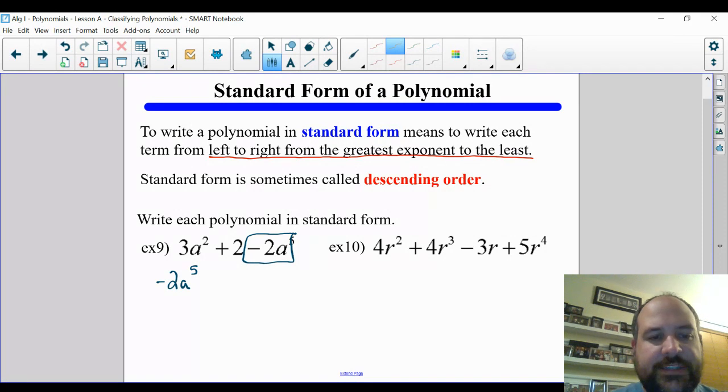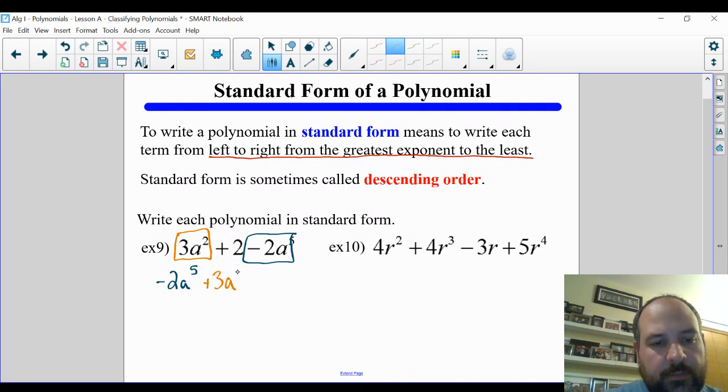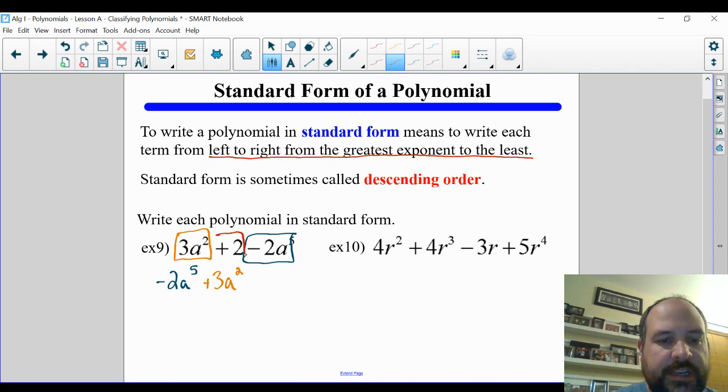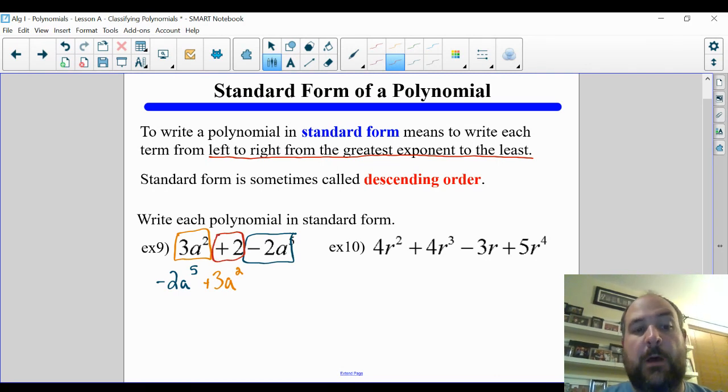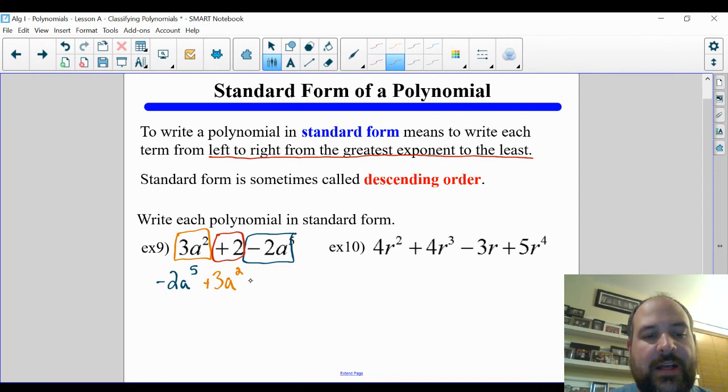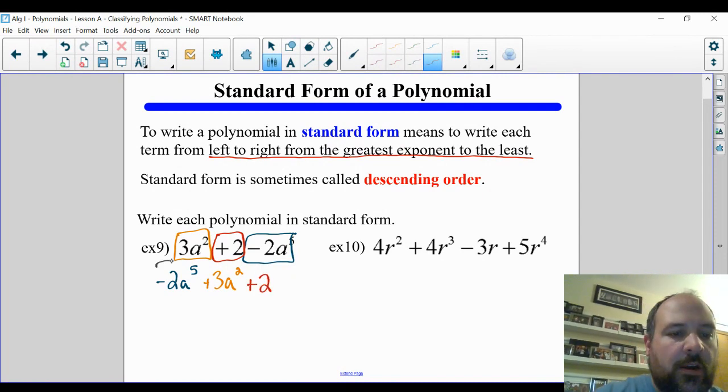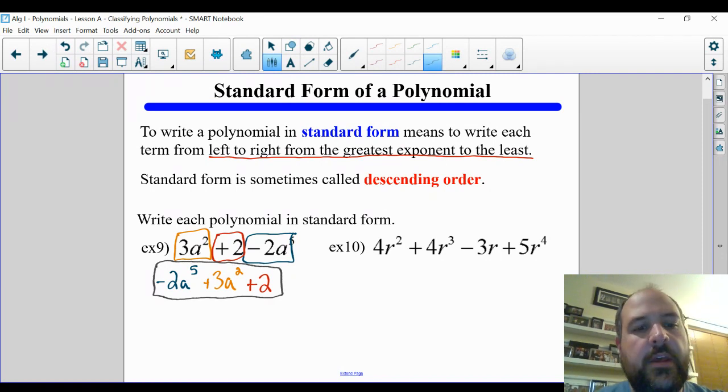Then I look for the next largest exponent. That would be the 2 on the 3a squared. So plus 3a squared would be my second term. And then the last term is just the constant here, plus 2. Anytime we have just a number in these polynomials, that's always going to be the last term. So plus 2 would go at the end. There is our rewritten polynomial in standard form, negative 2a to the 5th plus 3a squared plus 2.